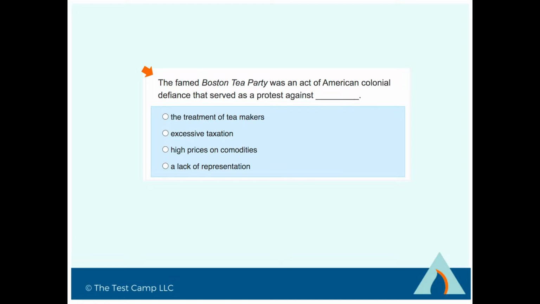Keywords and phrases. Okay, so what are they asking us about here? Yes, the Boston Tea. What is that? That is an event. Yes. So this is a history question asking about an event. Now on your paper, we're not going to write the correct answer here.